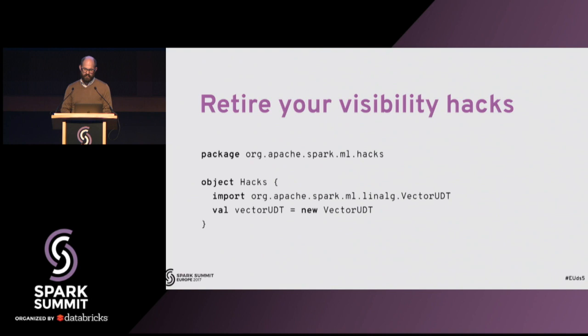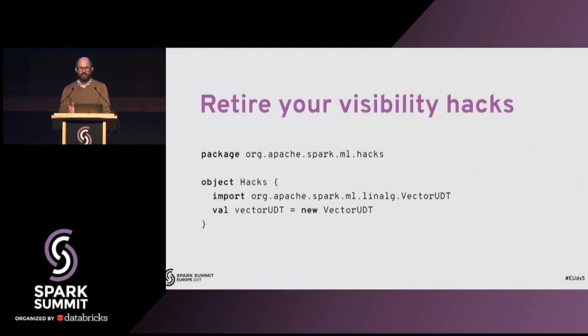For those of you who haven't, what this code is doing is taking an internal API in Spark and making it public so that you can use it. I'm pretending to be in a package called spark.ml.hacks, although this is going in my project. And then I'm taking a type that's internal to Spark, and I'm making it a public type. If you wrote code for ML pipelines a while ago, like before Spark 2.0, you probably have code that looks like this hanging around somewhere. You may have even written code that looks like this recently.